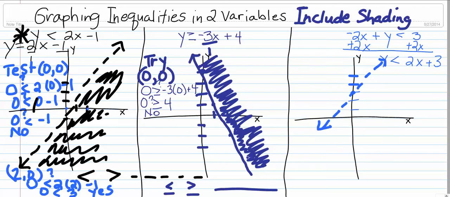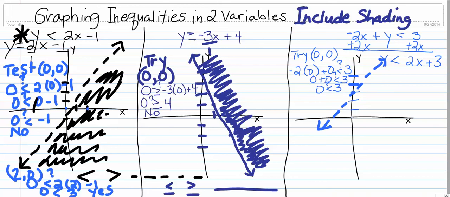Okay. Now the only thing is, what side should I shade on? Well, let's try 0, 0. I want a little smaller tip. So I'm going to try 0, 0. And when I try it, I'm going to go back to the original. Negative 2 times 0 plus 0. Is that answer smaller than a positive 3? Let's see, negative 2 times 0 is 0. 0 plus 0 is 0. Is 0 smaller than 3? Well, sure it is. 0, 0 lies right here.